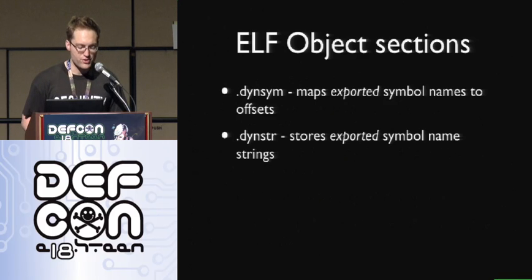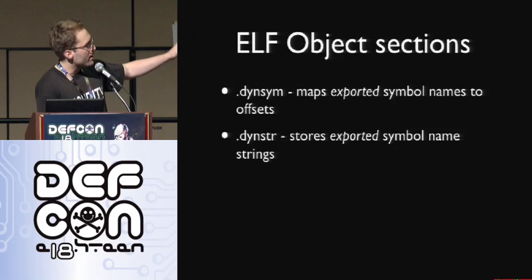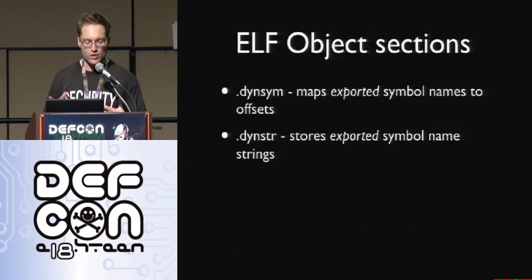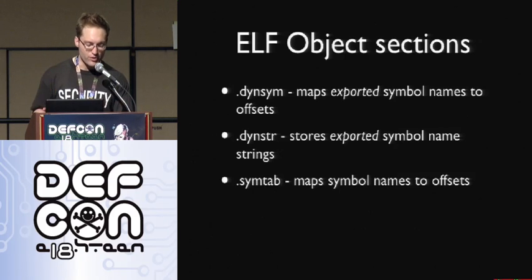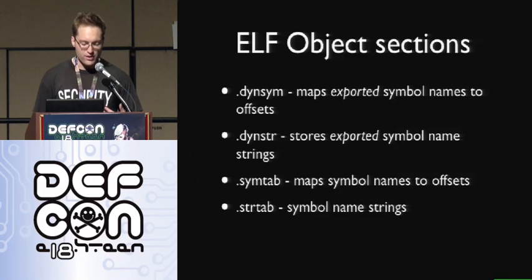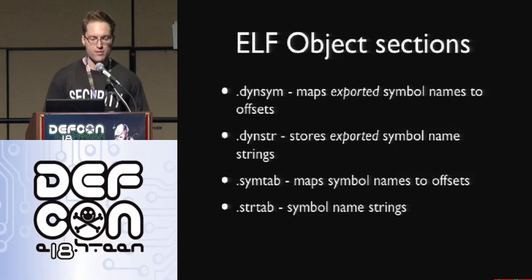There's two other pretty useful sections. You've got the dynsym and the dynstr. These two sections are used for dynamic linking. So dynsym creates a mapping between exported symbol names and offsets, and dynstr stores the actual symbol names themselves. And in addition to those, there's two other sections, the symtab and the strtab.